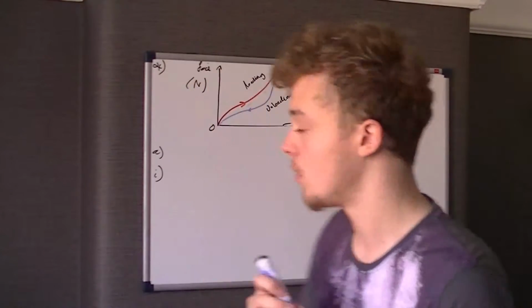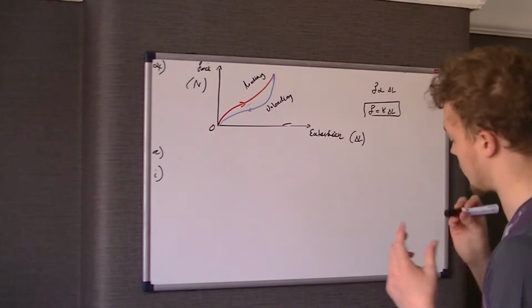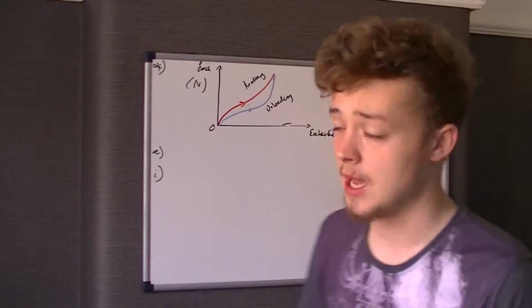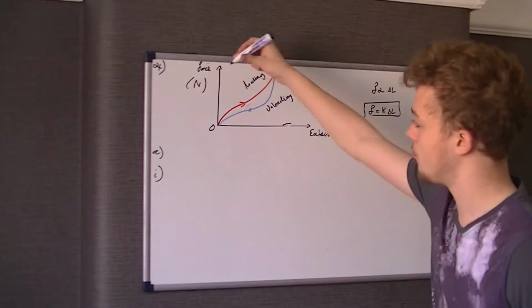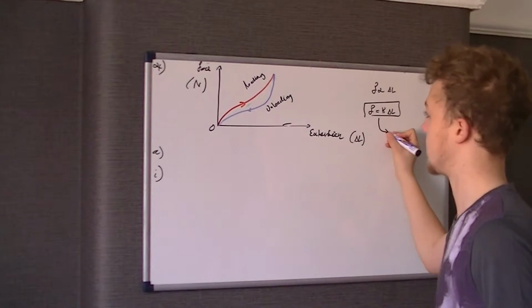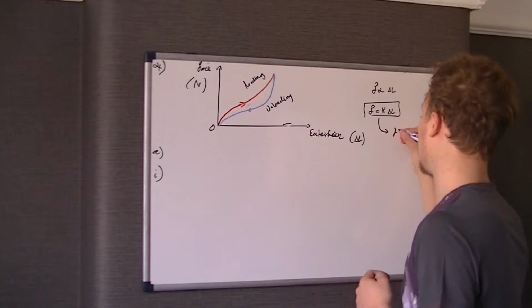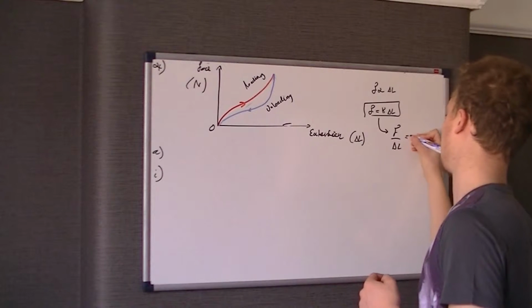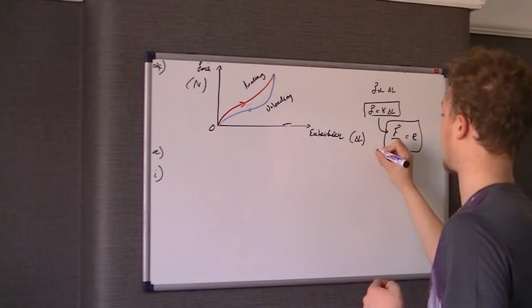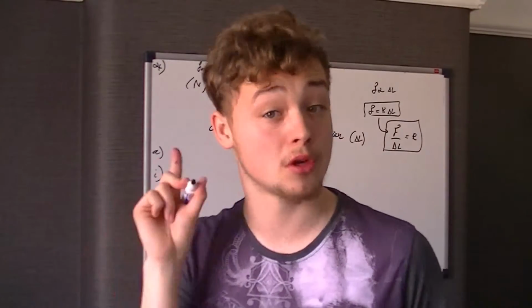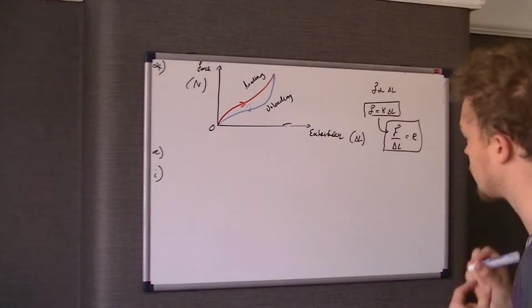In other words, what it's saying is the graph of force against extension will have a constant gradient, because if we've got force here and extension here, when we work out the gradient, which is force over extension, or force over delta L, we should get K, which is a constant, okay? And that quite clearly does not have a constant gradient, okay? So that's what you'd say for this.